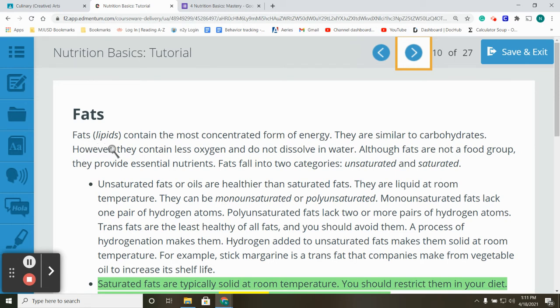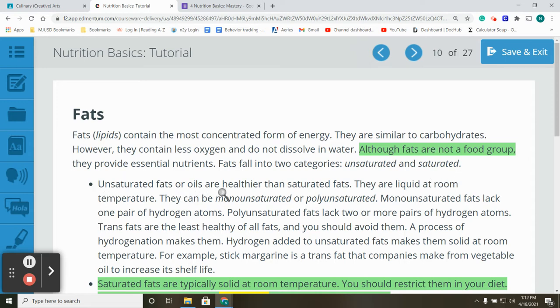Fats. Fats, or lipids, contain the most concentrated form of energy. They are similar to carbohydrates, however, they contain less oxygen and do not dissolve in water. Although fats are not a food group, they provide essential nutrients. All fats fall into two categories: unsaturated and saturated.